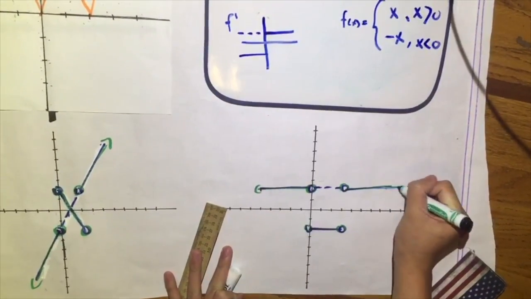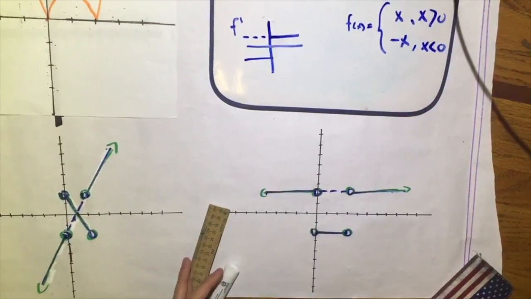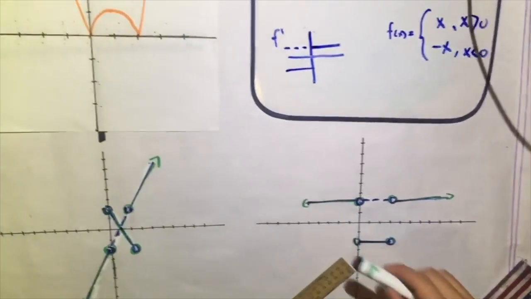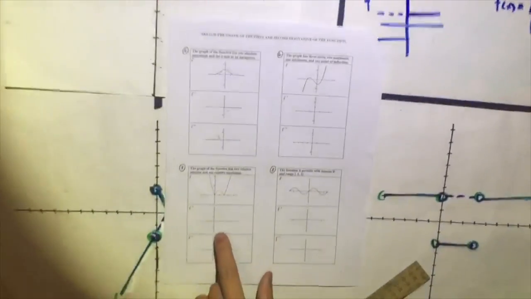Now, if you did it on paper with pencil, you can just erase the dotted lines. That is how you graph function 7 and its first and second derivative.